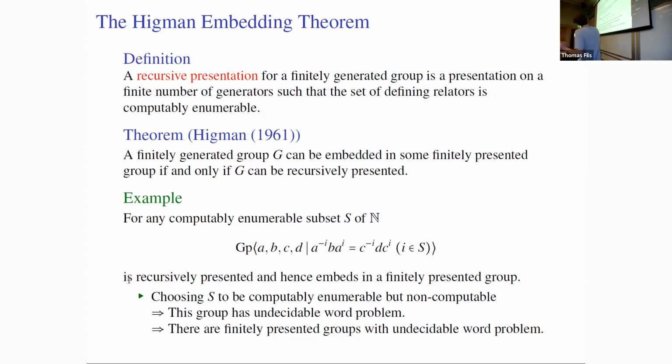What do I mean? You can take a group with a presentation like this, which says certain conjugates of B are equal to certain conjugates of B, and let I vary through some subset of the natural numbers. And then you can choose this subset of the natural numbers to be something that's computably enumerable, but not computable.